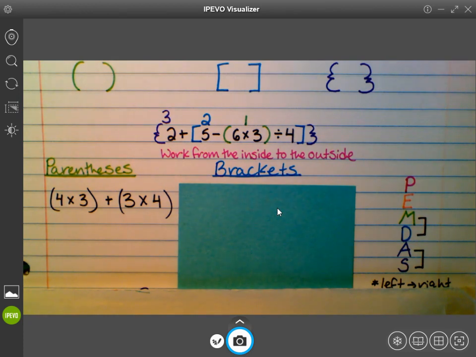So we have 4 times 3 in one set of parentheses, plus 3 times 4 in a second set of parentheses. So this is when we have to listen to the left to right, because we have 2 sets of parentheses, so we would start with the one on the left, then we move to the right. So go ahead, solve it. Give me a thumbs up when you have solved it.